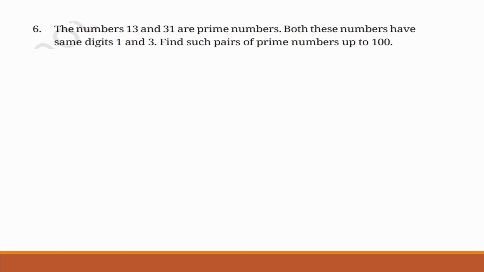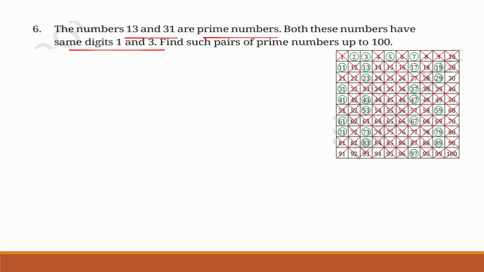The numbers 13 and 31 are prime numbers. Both these numbers have the same digits 1 and 3. Find such pairs of prime numbers up to 100. 13 and 31, both are prime numbers. They have the same digits 1 and 3.